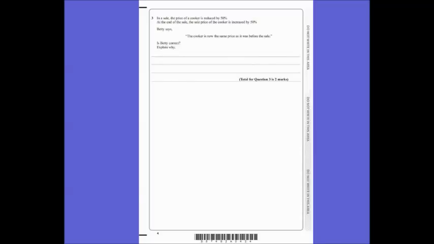Question 3. Betty, in a sale, the price of a cooker is reduced by 50%. At the end of the sale the price of the cooker is increased by 50%. Betty says the cooker is now the same price as it was before the sale. Is Betty correct? Well, Betty's not correct.